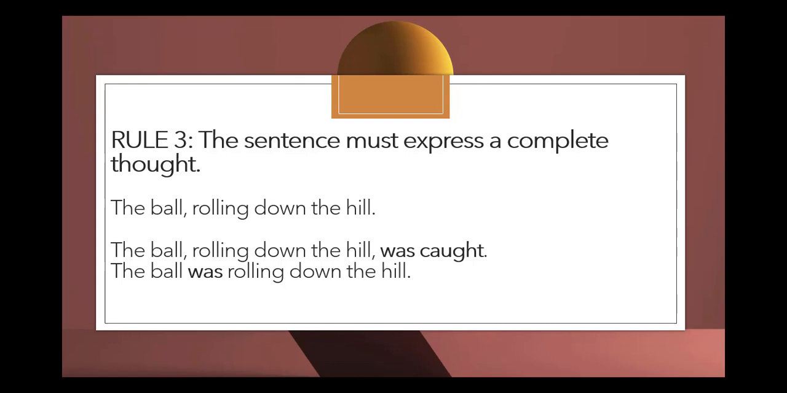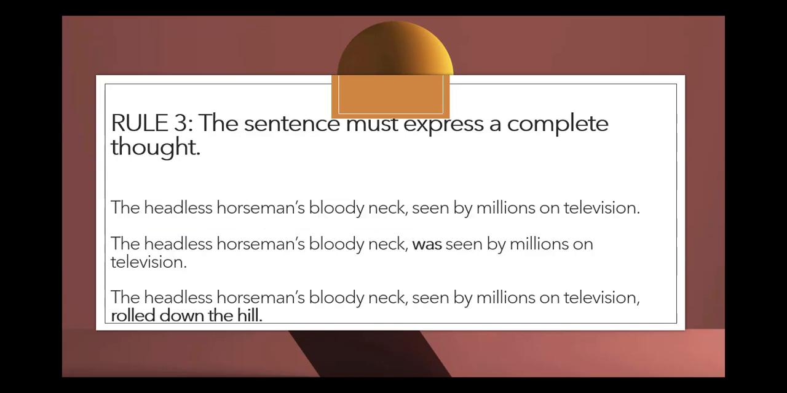So here is a sentence that does not express a complete thought. The ball rolling down the hill. And here's a couple of ways that you could change that by adding in some words to turn it into a complete thought. The ball rolling down the hill was caught. Or the ball was rolling down the hill. Okay? So in both cases, it's missing a verb, and that's fixed it up. So in a lot of the cases when it's not a complete thought, it's because it's missing the subject or the verb, but not always.